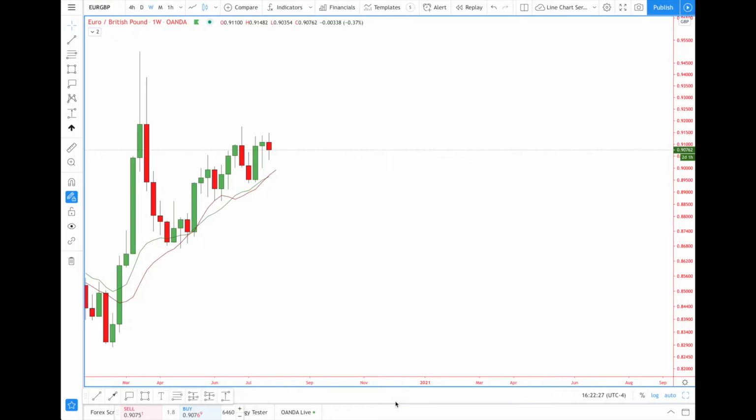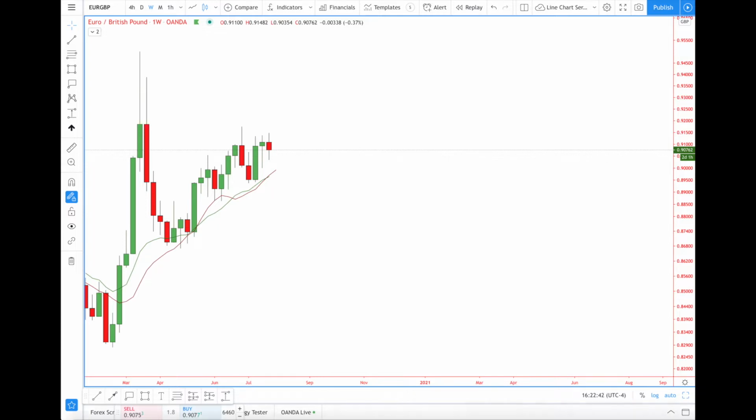All right, you guys, how are y'all doing? So what I want to do is come on here and share a potential setup with you guys that I believe can happen soon here on Euro Pound. And then what I want to do is share a winner with you guys as well. So we're going to go ahead and get into it.